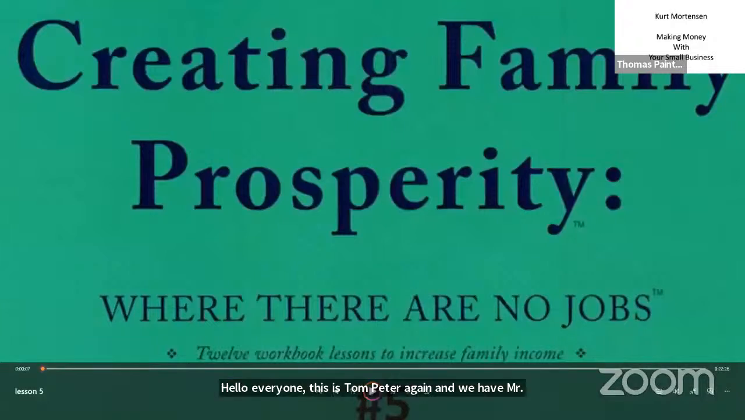He's here being able to teach us about how to make more money with your small business. And of course, we are using this wonderful book that Steve Gibson has created. He's the founder of the Academy for Creative Enterprise. They have 735 groups that meet all over the world.